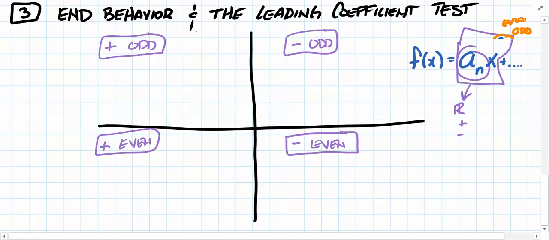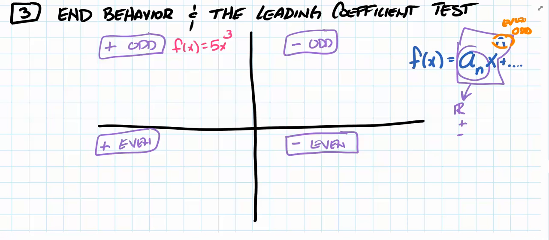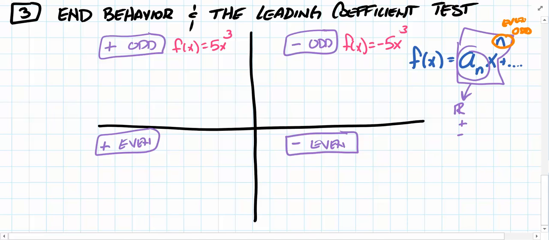is equal to 5x to the third? That's positive and odd. Positive because the number 5 is positive, odd because 3 is odd. Give me one for negative odd. Can you make one up? Negative 5x to the third. Okay, so that would be an example of negative and odd. Can you make one up for even? Positive and even?